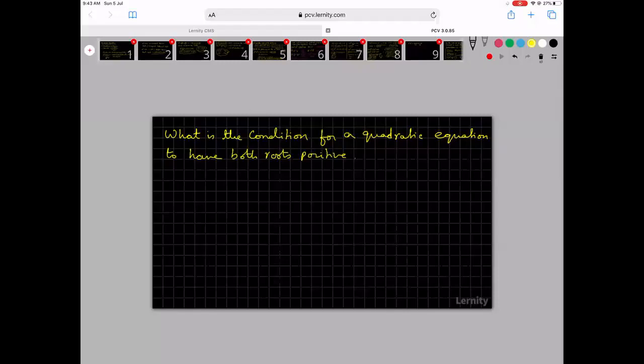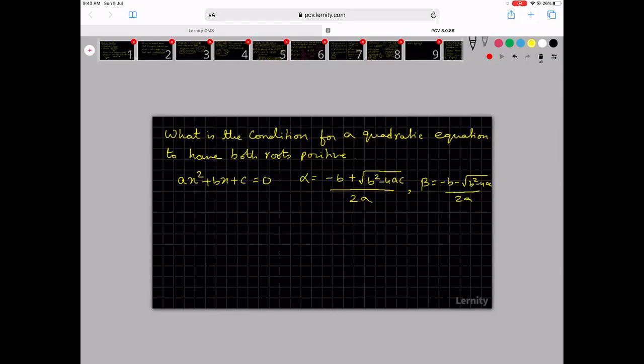What is the condition for a quadratic equation to have both roots positive? Okay, so now I'm trying to work this out. Suppose ax squared plus bx plus c equals 0 is the quadratic equation. So one root alpha is equal to (minus b plus root of b squared minus 4ac) by 2a. This is positive. And the other root beta is equal to (minus b minus root of b squared minus 4ac) by 2a. This is also positive.